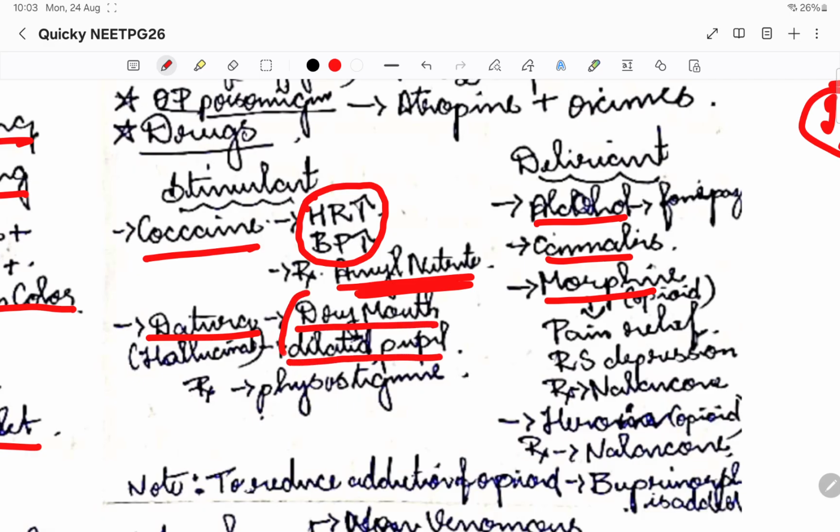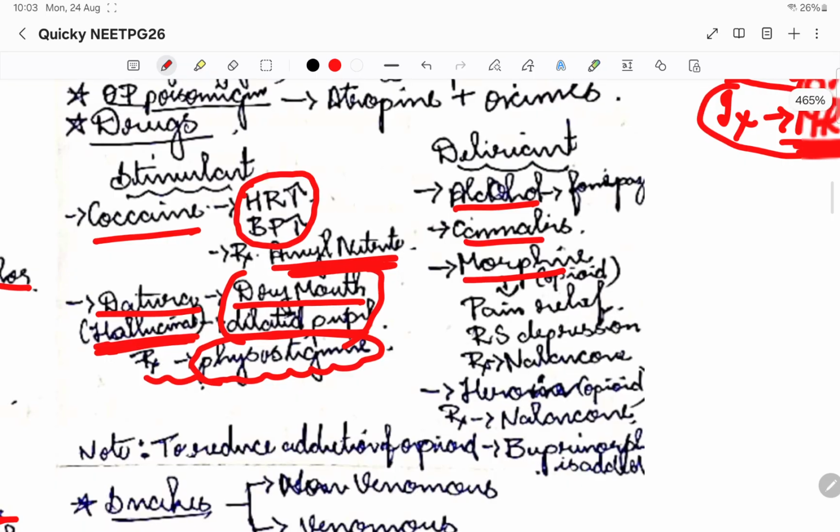Here also the sympathetic system is activated. That is why dilation of the pupil is seen, that is mydriasis. Then dry mouth is there. In parasympathetic there is increased secretion, whereas in sympathetic it will be dry mouth. The management of choice will be physostigmine. Please remember this, physostigmine. It is also a hallucinating agent, the datura.